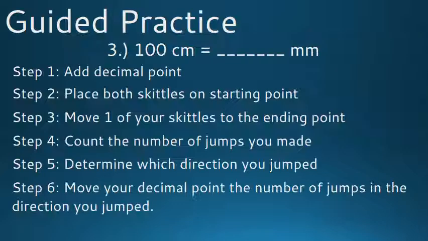Okay, 1 million grams. Practice problem number 3, we're going from centimeters to millimeters. So we're going to start with 100 and put our decimal place in. Notice it right here. And we're going to place both of our Skittles on our starting point, which is CM. And then we're going to count the number of jumps we made, which in this case is only going to be 1. It's going from centimeters to millimeters. And King Henry died drinking chocolate milk, so that's 1 place.